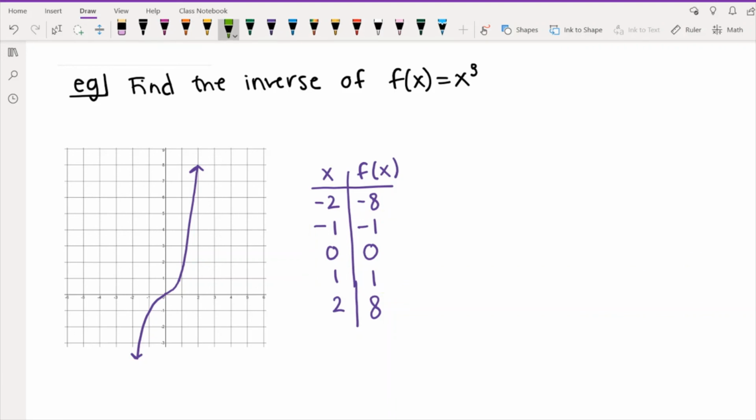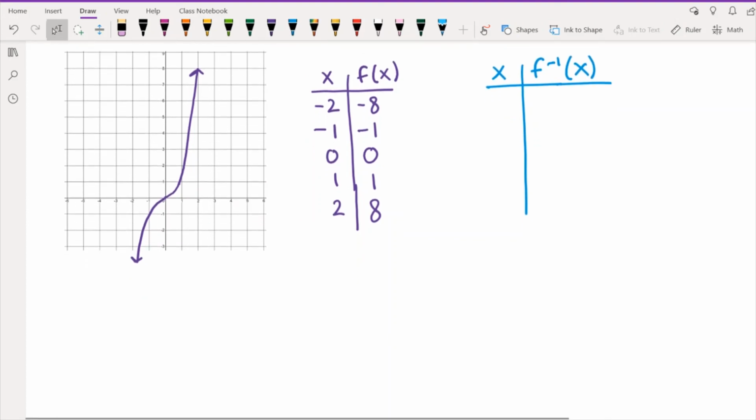If you cube -2, it's going to be -8. If you cube +2, it will be +8. And same goes for lots of other numbers. So what I want to do is just make a table for what this inverse function is going to look like. So we're going to be putting x values and then inverse function values.